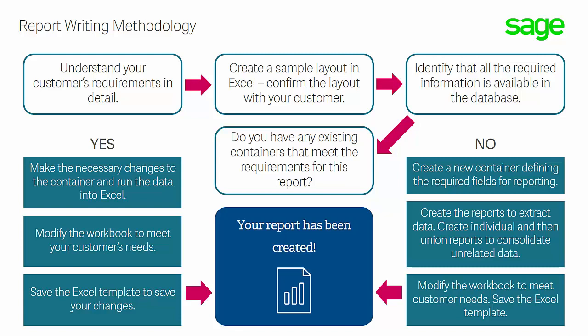So the only divergence in this process is going to come through the existence or absence of containers that provide you with the information that you need. Either there will be one that you can use or there isn't, which means you're going to have to start from scratch. Okay, so let's have a look at the steps again. The first was understanding your customer's requirements. Then getting a sample layout or creating a sample layout. Now we're going to create the template and write it back to the report manager.